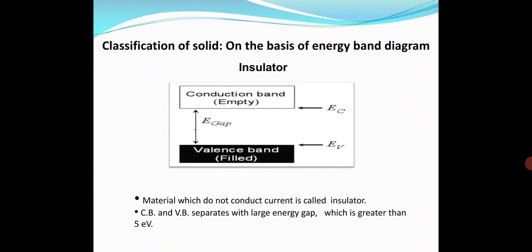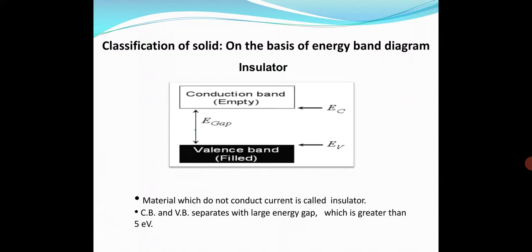Now there is a valence band which may be partially or completely filled. Then there is the energy gap, that is the band gap energy, and then the conduction band, empty or partially filled according to the contribution of electrons in the particular atom. In the conduction band the electrons are present whose covalent bond has been broken, and they can easily take part in conduction when we apply an external field. A material which does not conduct current is called an insulator.